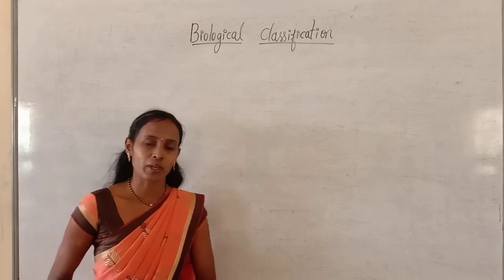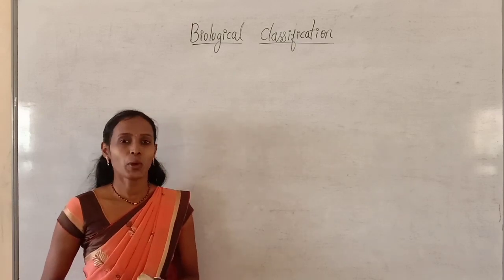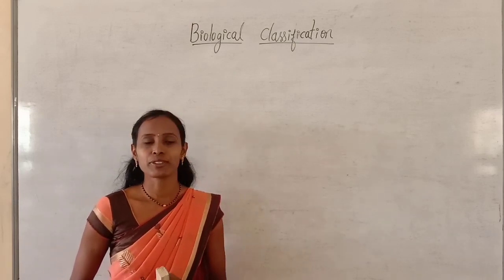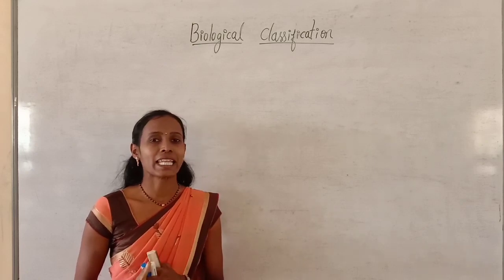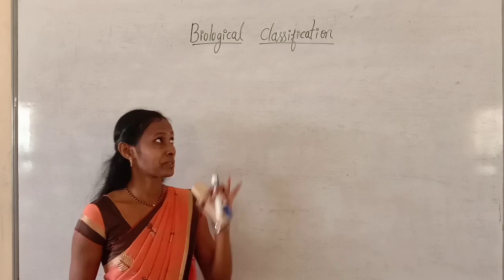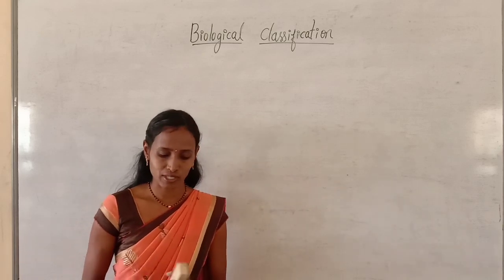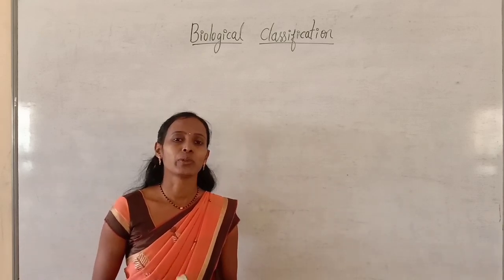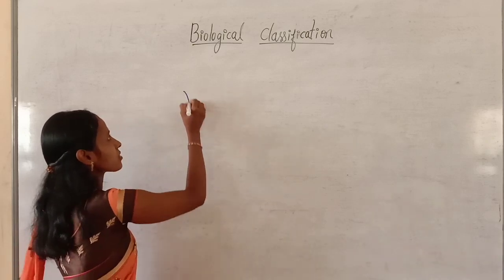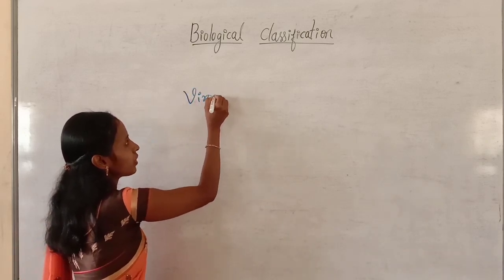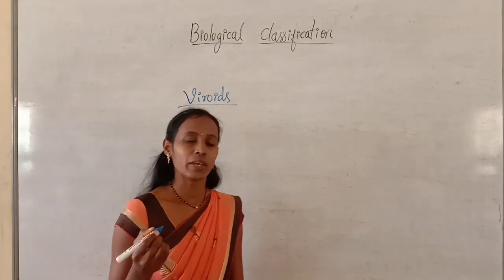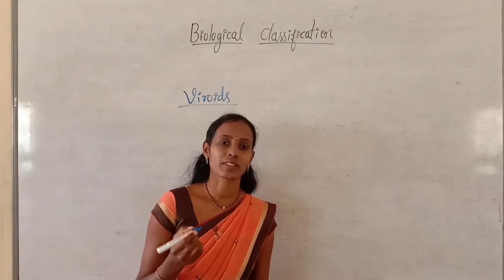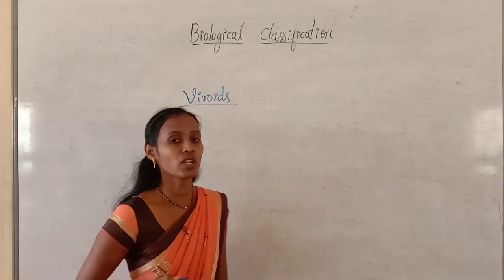Hello students, welcome back. We have completed viruses and we are left with viroids and lichens. This is the last aspect of the chapter, biological classification. In this class we are going to discuss viroids. You have already studied viruses, their properties, everything. Now we are discussing other acellular organisms.